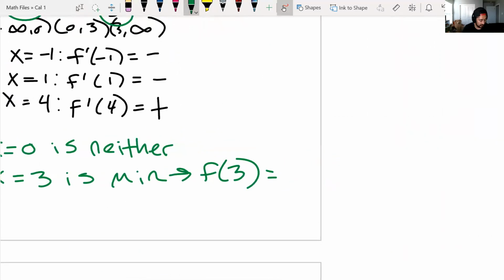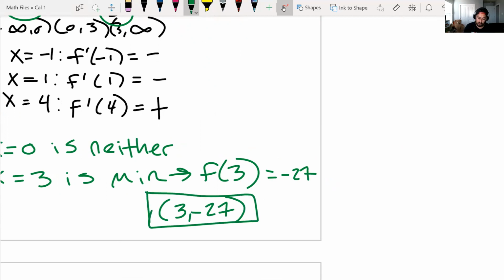Three gives me -27. So our minimum is at 3, -27. This is my min.